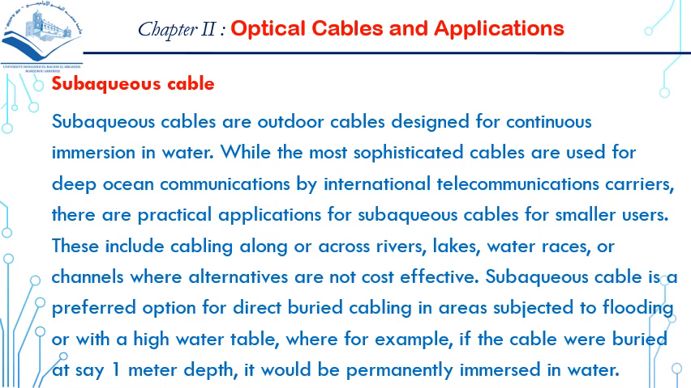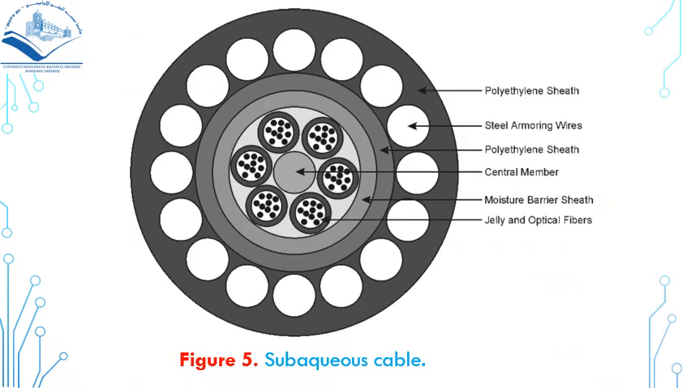Subaqueous cable is a preferred option for direct buried cabling in areas subjected to flooding or with a high water table, where, for example, if the cable were buried at say 1 meter depth, it would be permanently immersed in water. This is a cross-section of a subaqueous cable, or underwater cable.